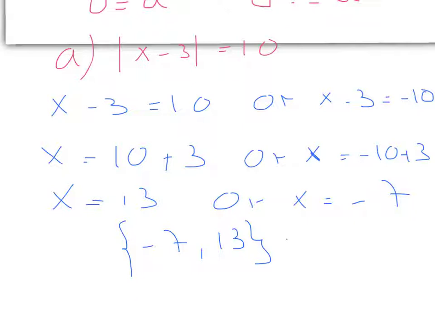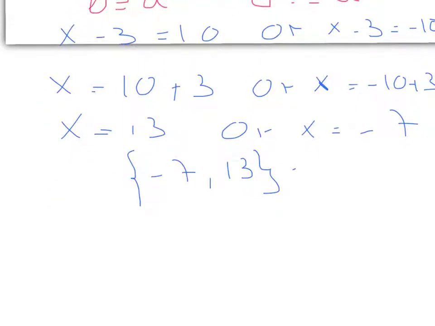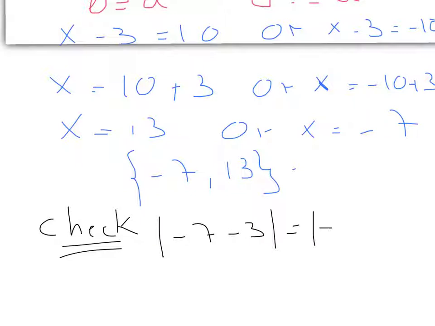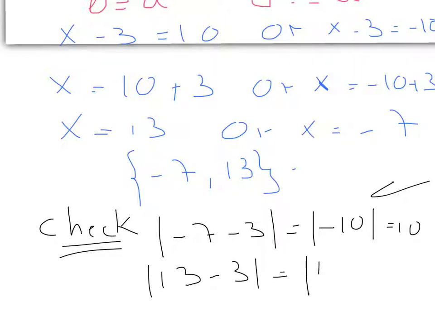We can check our solutions if you want. Let's check. We're going to substitute, using negative 7 first. So we substitute x by negative 7: negative 7 minus 3 will be the absolute value of negative 10, which is 10. So that's correct. Also, 13 minus 3 equals 10, and the absolute value of 10 is 10, which is correct. I think we get the idea here.